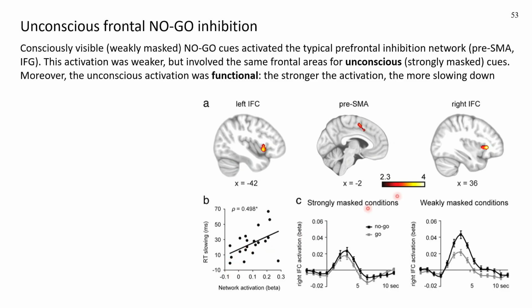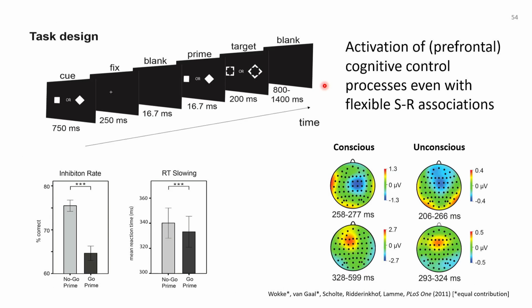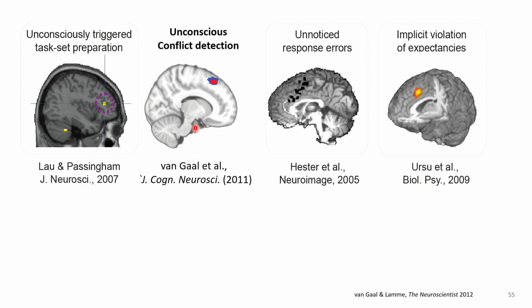And indeed, the amount of activation you see for different subjects in these frontal regions correlates with the reaction time slowing. That's more largely shown here. So it's unconscious activation of these frontal regions, and this unconscious activation is also functional in the sense that the stronger the activation, the more slowing down you get. And it was shown that it also happens with more flexible stimulus-response association, so that every trial there is a difference between whether the square is a no-go cue or the diamond is a no-go cue, so same result basically. Don't have to spend too much detail on this.